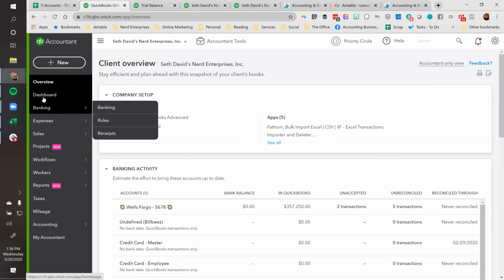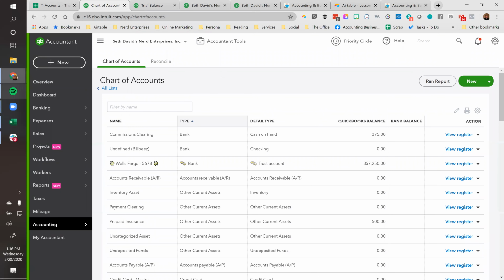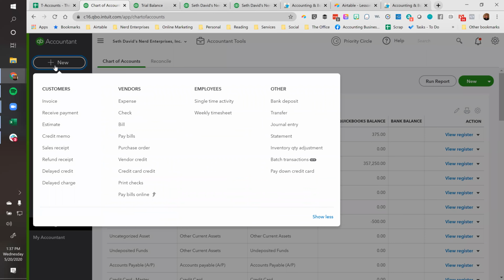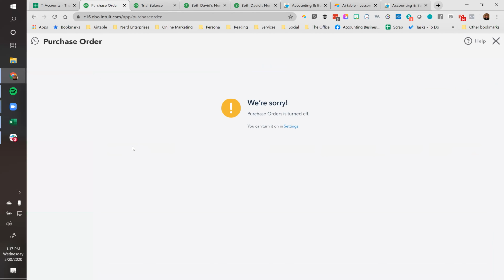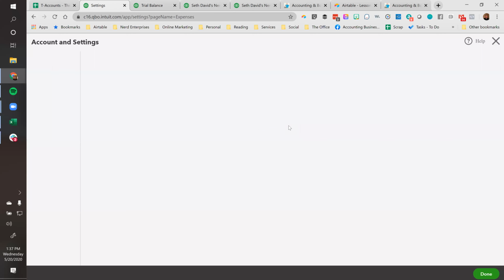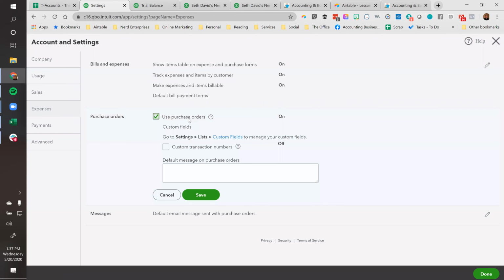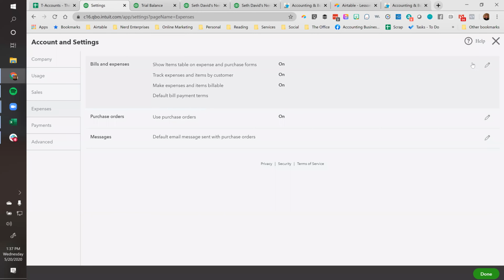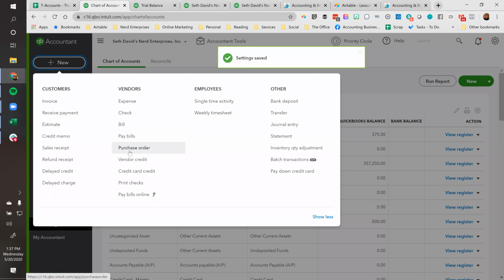So let's just start with the chart of accounts. Okay, so we're saying there is a PO for the materials. So first, let's go create the PO. So new vendor's purchase order. Oh, we'll go turn it on. So purchase orders are something you have to turn on in the settings. All right, but it gave me the link, takes me right in. Now I can confirm. I'm going to use purchase order. Save. Back out here. New vendor's purchase order.